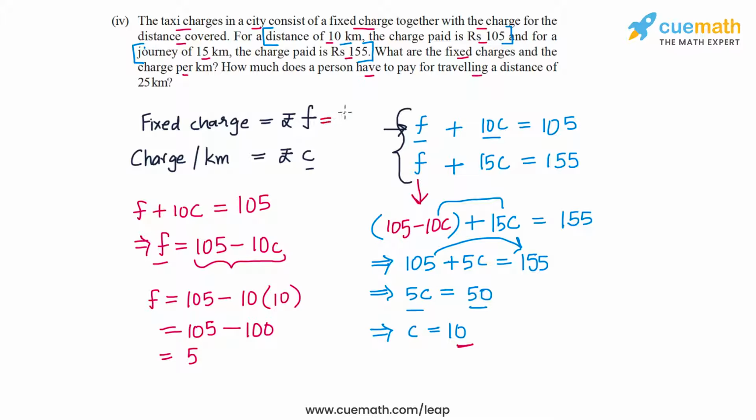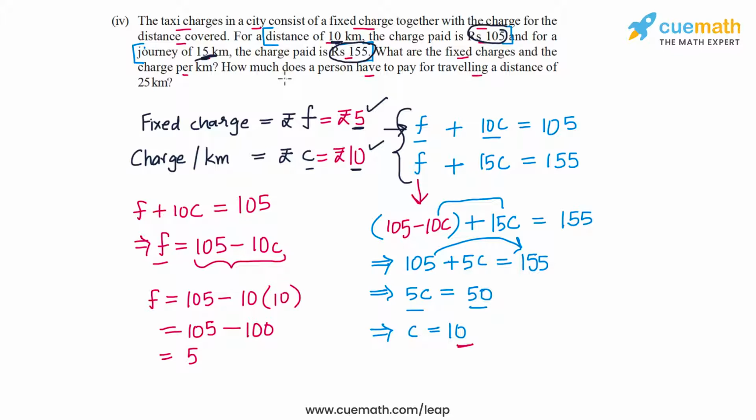The fixed charge is equal to rupees 5 and the charge per kilometer is equal to rupees 10. So let's quickly verify whether these values are correct. So for a distance of 10 kilometers, the total cost will be 5, the fixed charge, plus 10 times 10. So that's 5 plus 100, or 105. So this aligns with the first piece of information. And then for a journey of 15 kilometers, the fixed charge will be 5 and the charge for the distance will be 15 times 10, so that's 150. So 5 plus 150 will be equal to 155. So this aligns with the second piece of information. So these two values are correct.